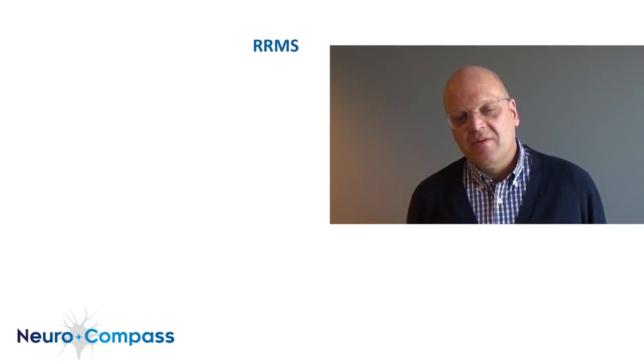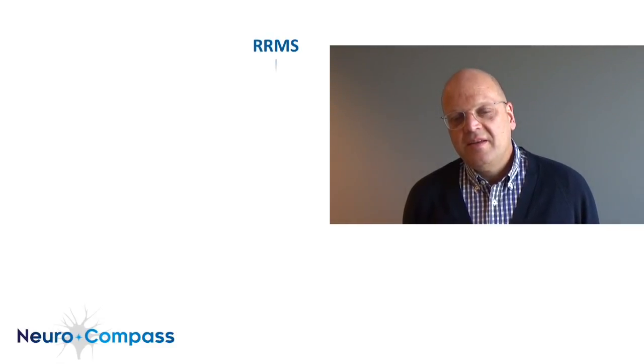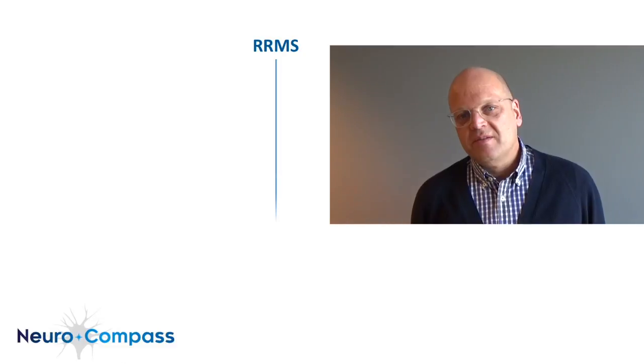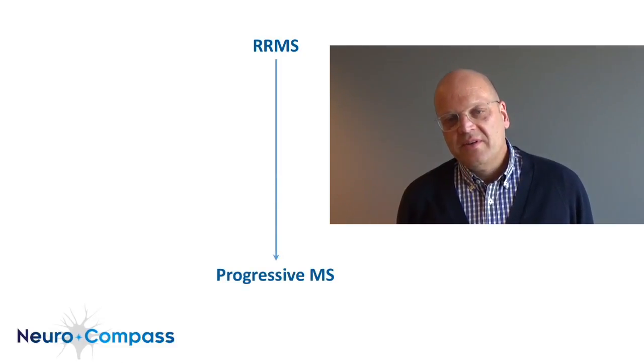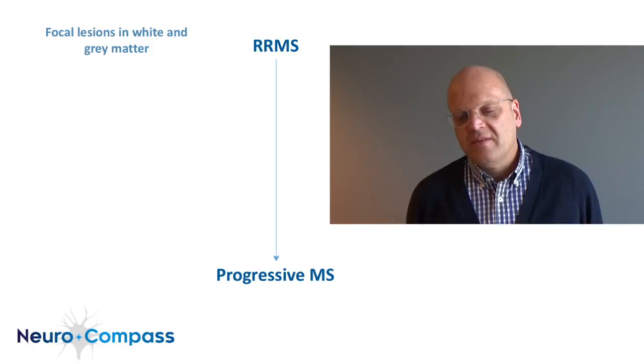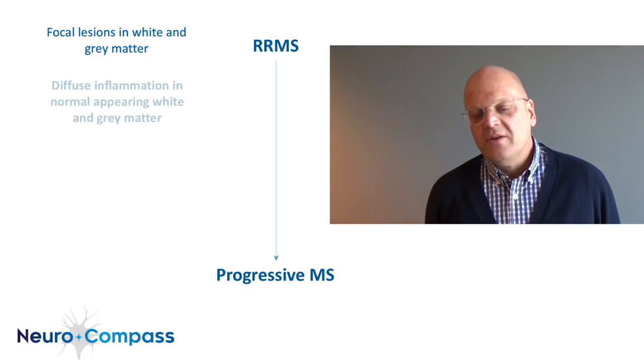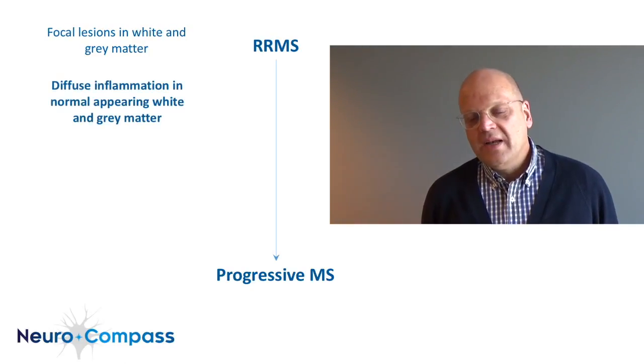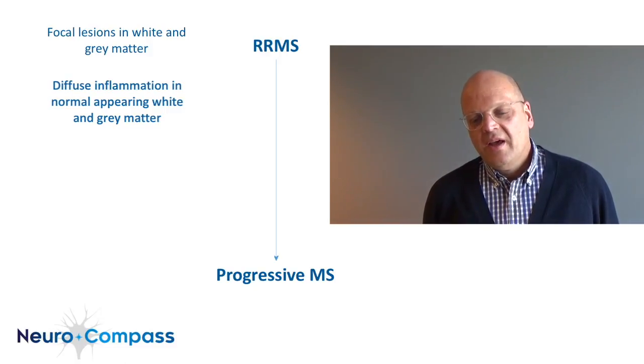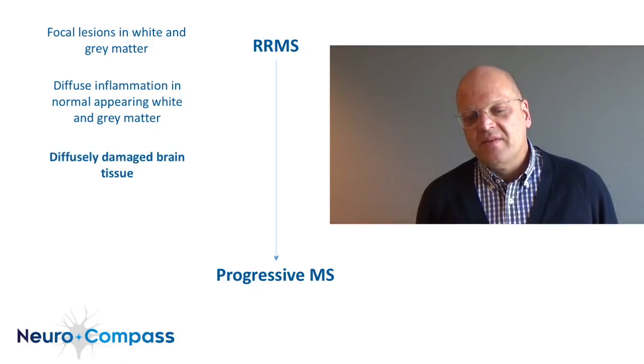And the third point that differentiates relapsing remitting MS from progressive MS is that the disease process gets completely diffuse in the progressive disease stage. It's not restricted anymore to focal lesions in the white and gray matter. There's diffuse inflammation also in areas that we earlier described as normal appearing gray or white matter, but nowadays we probably have to talk more about a diffusely damaged brain tissue in multiple sclerosis. So MS becomes a global brain disease when the disease gets progressive.